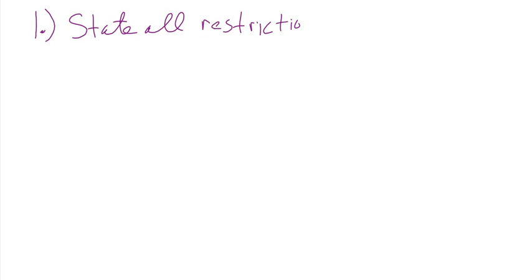Okay, so let's do some. To start with, we're just going to start off with an easy one, right? We're just going to state all restrictions. Okay, so that's it. We don't have to simplify anything, right? Well, maybe we do in order to get a restriction. Green box day. So what we need to do is state all restrictions. Okay, so here we go.